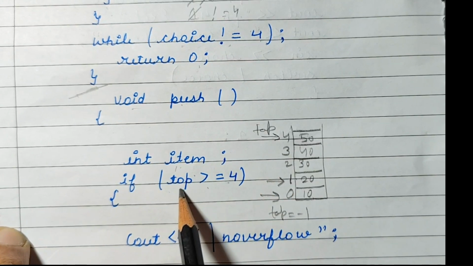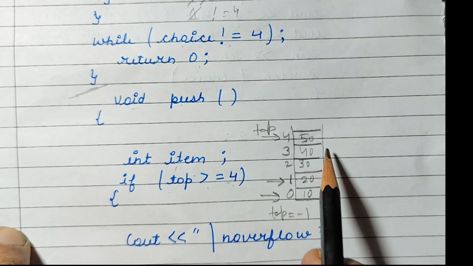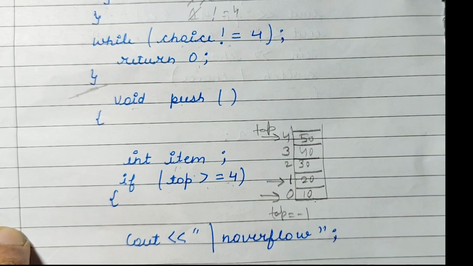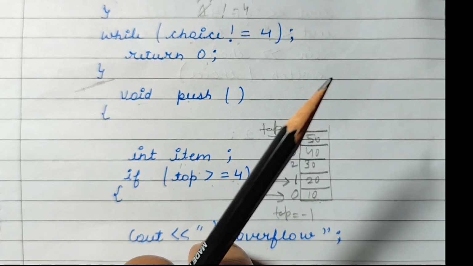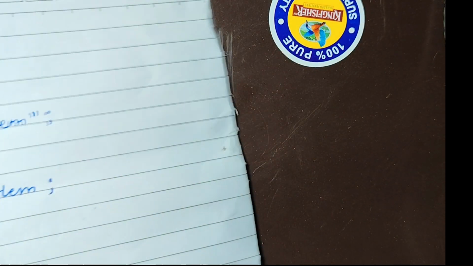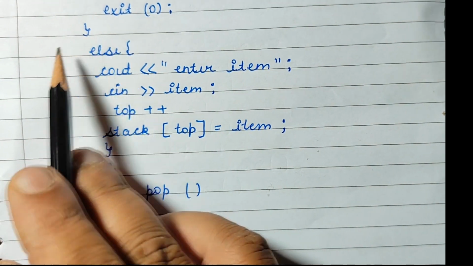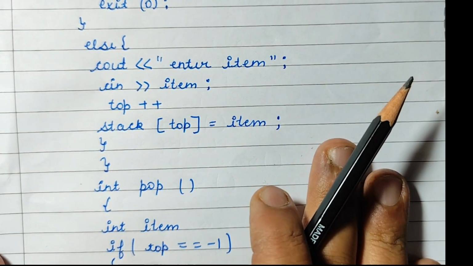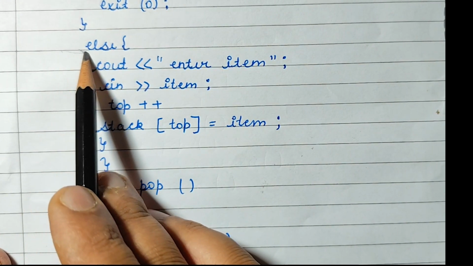So I give the condition here. If top is greater than or equal to 4, then it means our stack is full. So in that case, it will display the message stack is overflow. And when the stack is overflow, at that time the exit function is called and control will exit from the code. And if the stack is not overflow, then control moves into the else part.